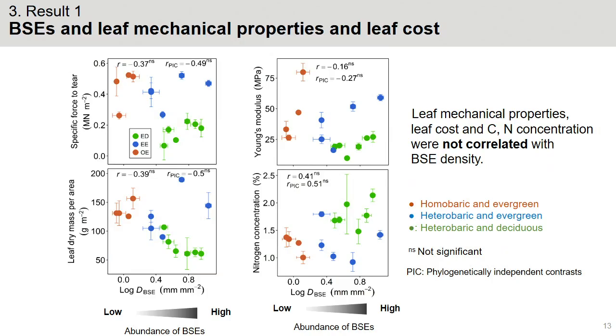Okay, let's move on to the results. The first is the relationship between bundle sheath extensions and leaf mechanical properties. Contrary to our hypothesis, the bundle sheath extension density was not related to these traits. This is true across all species, but also within groups. The three different colors show different groups.